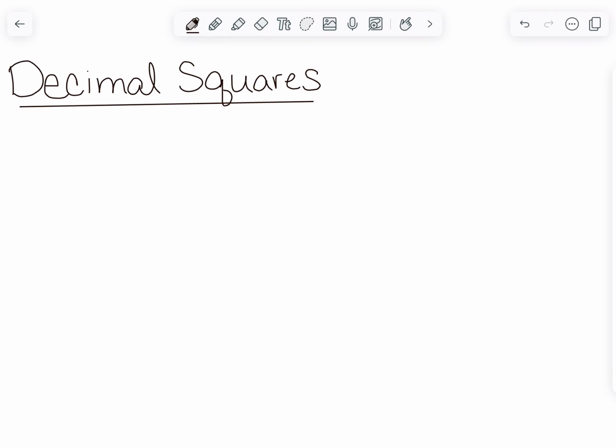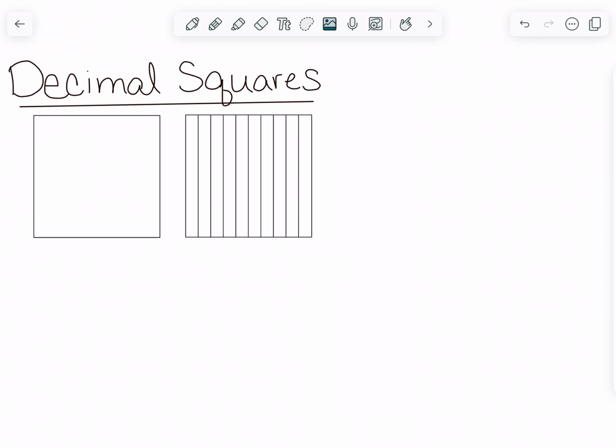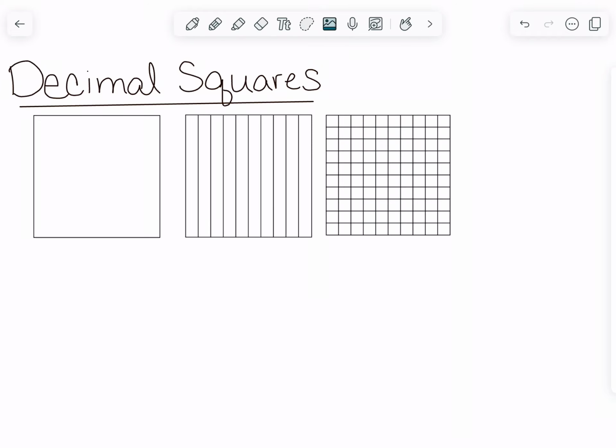Decimals make the most sense when we can see them, and decimal squares are one of the best tools for that. Let's start with one square representing one whole. If we divide that square into 10 equal strips, each strip is now worth 1/10. If we divide our square into 100 equal parts, then each small square is worth 1/100th.